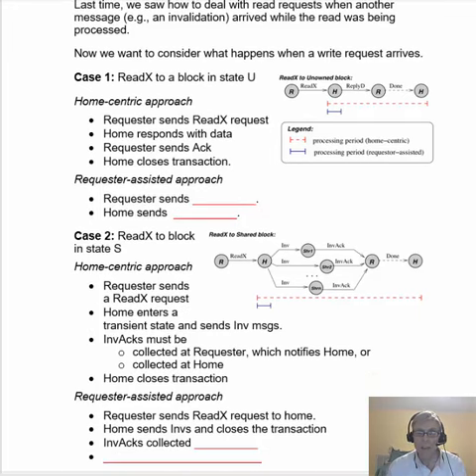Case 2 is a read X to a block in state S. In other words, one cache is trying to write the block that other caches have in state S. So that's going to have to result in an invalidation. The home-centric approach has the requester send a read X request, then the home enters a transient state and sends invalidation messages, and you can see it sends them to all of the sharers.